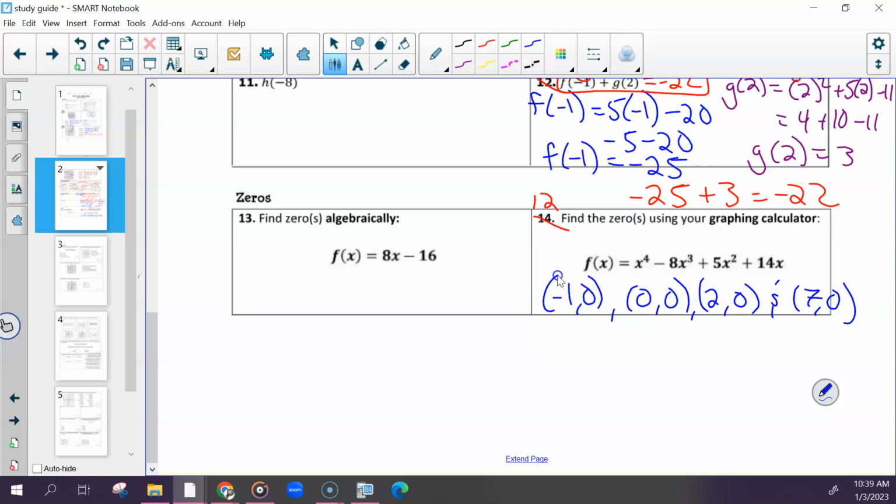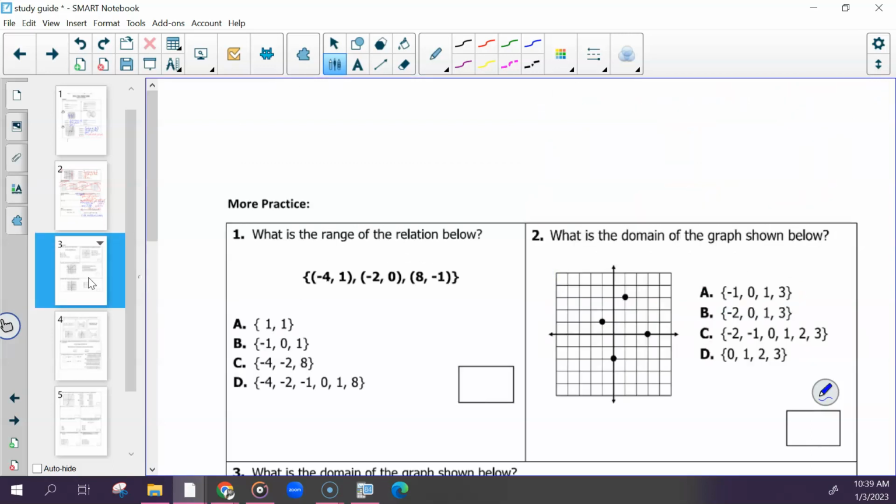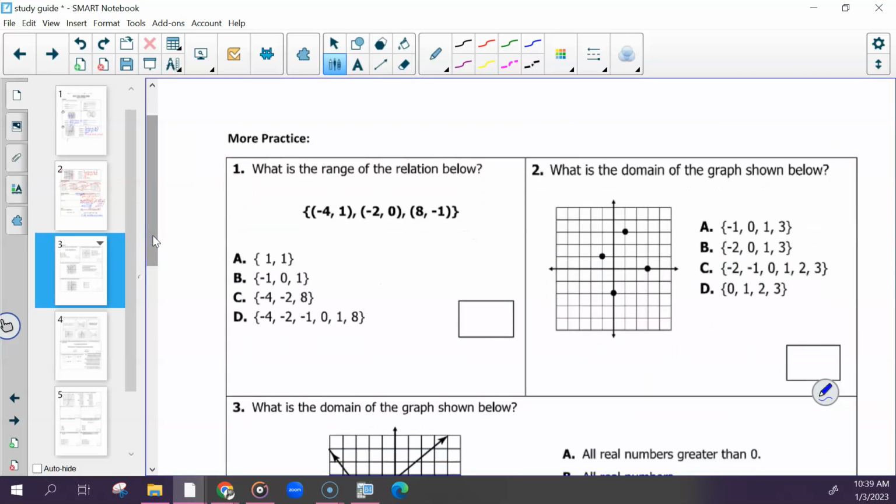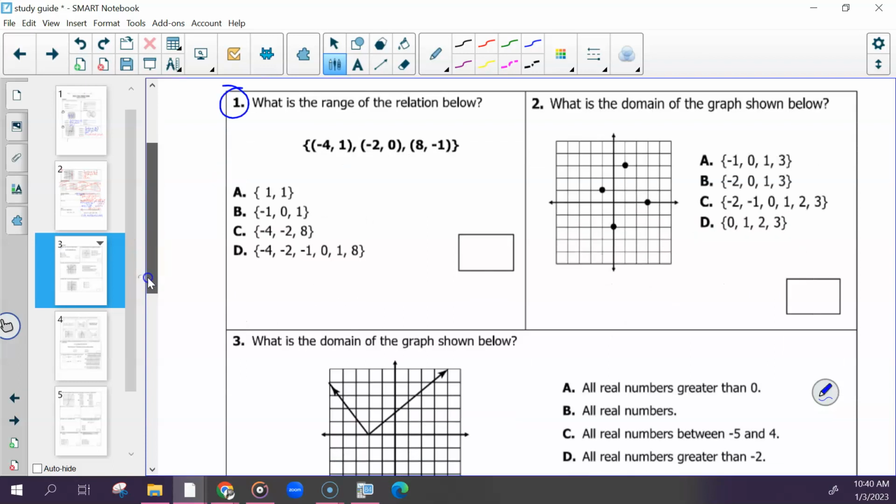Do we have any questions on that page? Nature? 13. Any others? Lily? 16.